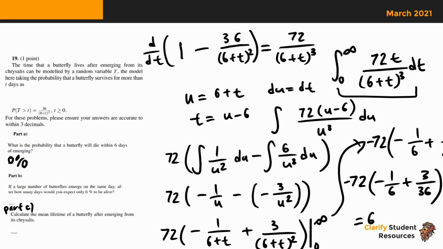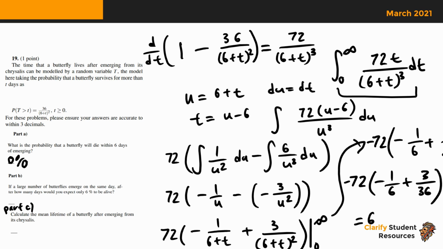All right, so for part C, we see that we need to find the PDF. And to find the PDF, first we need to make sure that this is a CDF. So we're going to have 1 minus 36 over (6 plus t) squared. The reason is that when t is 0, you plug in 0 here and you get 6 squared, so 36 over 6 squared, and that's equal to 1. So when we take the derivative now, we're going to get positive 72 over (6 plus t) cubed.